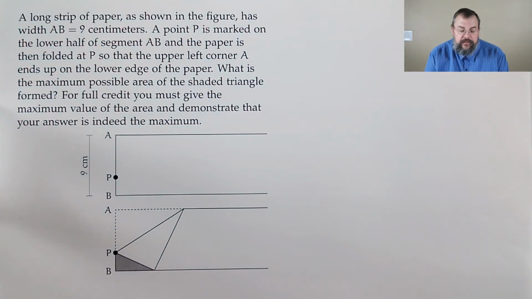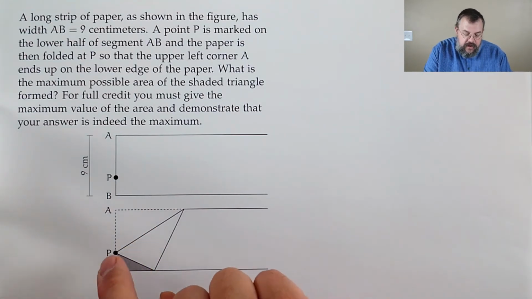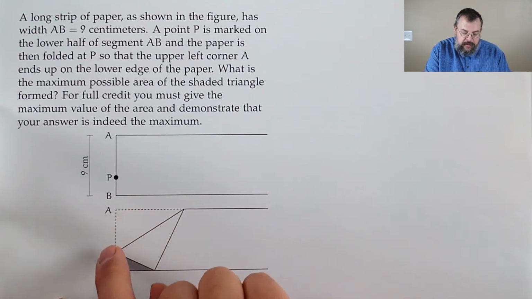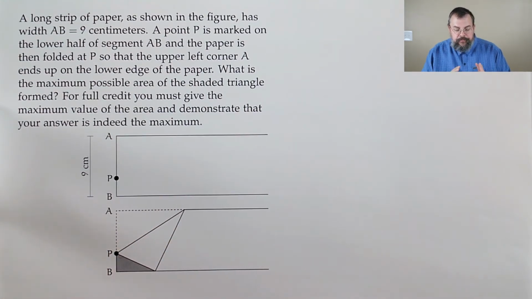And the paper is then folded at P so that the upper left corner, A, ends up on the lower edge of the paper. So you see it was originally folded here, and then I creased it at P just so that the corner touched there. The question: what is the maximum possible area of the shaded triangle that's formed? Of course, for full credit, this came from an old exam. You must give the maximum value of the area and demonstrate that your answer is indeed the maximum.